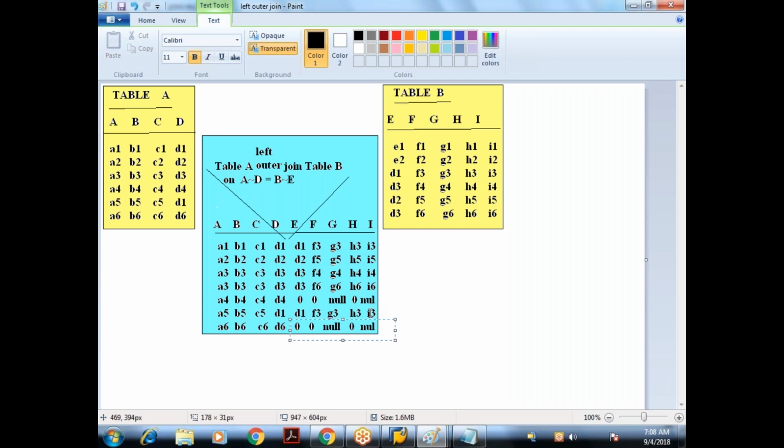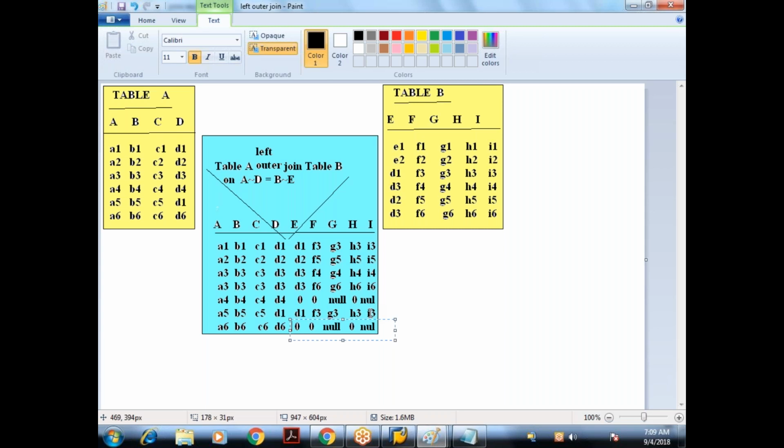So in case of left outer join, you'll always have more records. When do we go for left outer join? When you want to retrieve each and every record from the left hand side table, we'll go for left outer join. When do we go for inner join? When you want to pick up only matching rows between the two tables, you'll go for inner join.